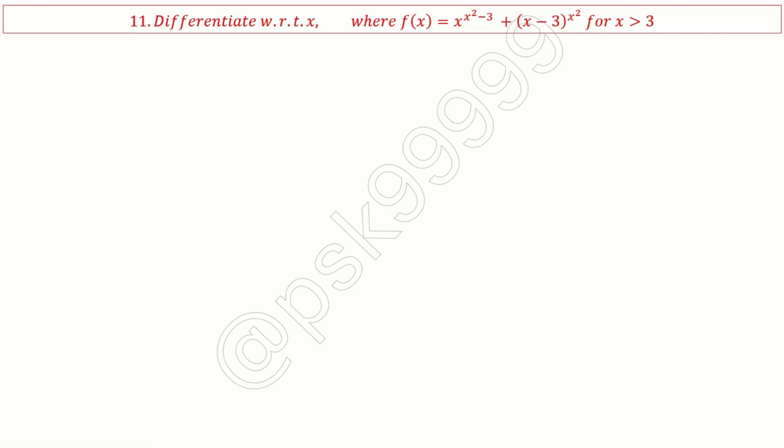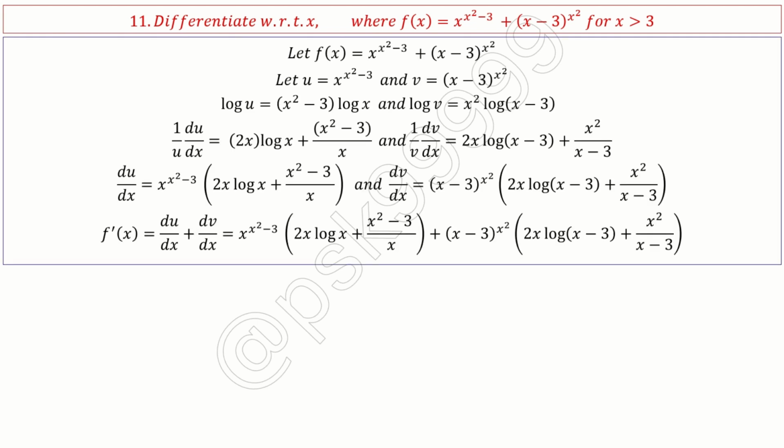Okay, x to the power of (x square minus 3) plus (x minus 3) whole to the power of x square. Again, you will take logarithm, you will say u and v, then take logarithm of each and find du by dx and dv by dx and then add both of them. So my u is first term, v is second term. Take logarithm, differentiate and then add, final answer f dash x equal to du by dx plus dv by dx.